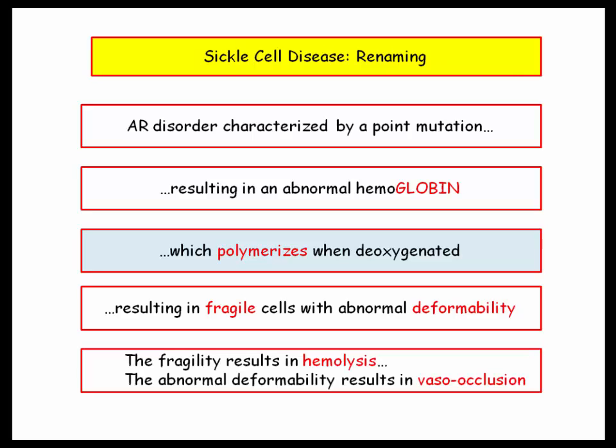And finally, the fragile cells are prone to hemolysis, which we will review, and the abnormal shape and abnormal deformability results in vasoocclusion. Occlusion in the circulation is not good. That means ischemia for end organs. If you understand this slide, you are well on your way to mastery of this topic.